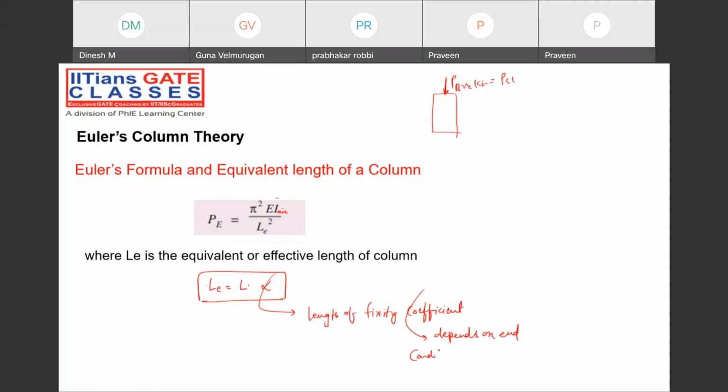It will depend on the end condition of the columns, how the columns have been subjected to the supports, whether it is a hinge support, fixed support, free support, or nothing is there. Pin support or what?